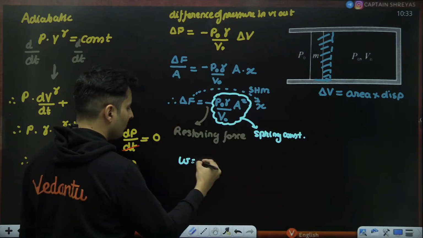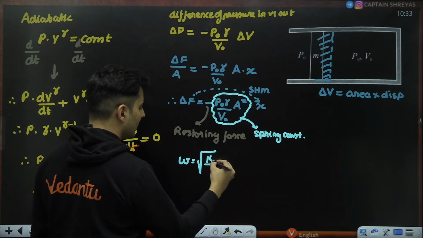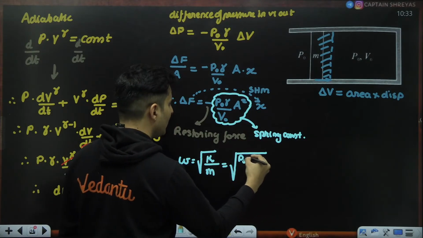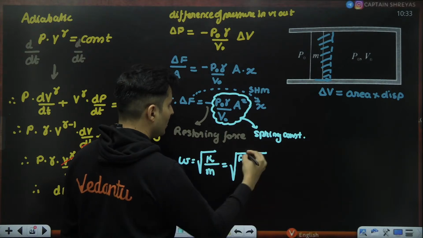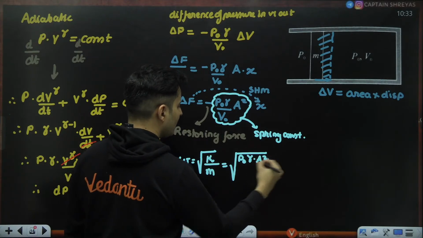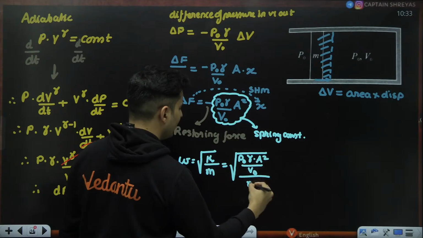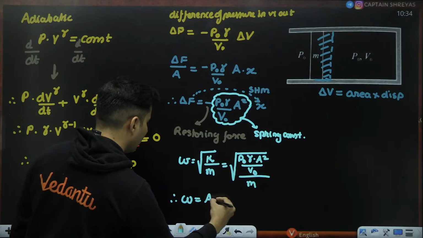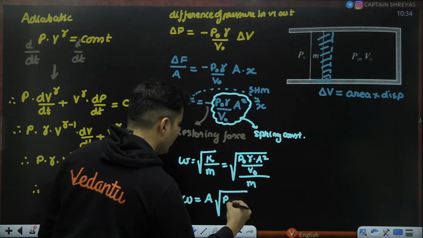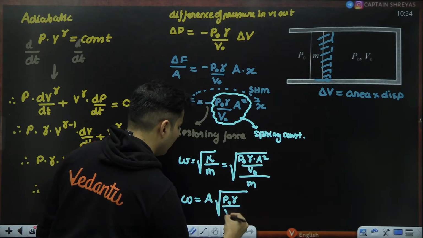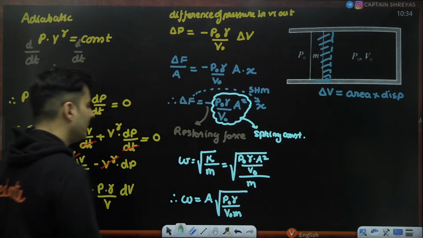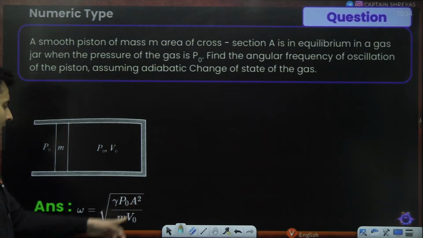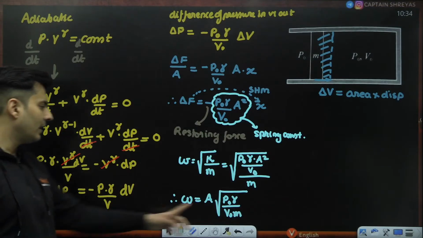Therefore, omega being root of spring constant divided by m, it will be root of k, which is nothing but P naught gamma A square divided by V naught, whole thing divided by m. So omega will be, if you want, you can bring A outside, A times root of P naught gamma divided by V naught into m. So that is the value of the angular frequency: root of gamma P naught A square by m V naught. If you want, you can take A outside also.